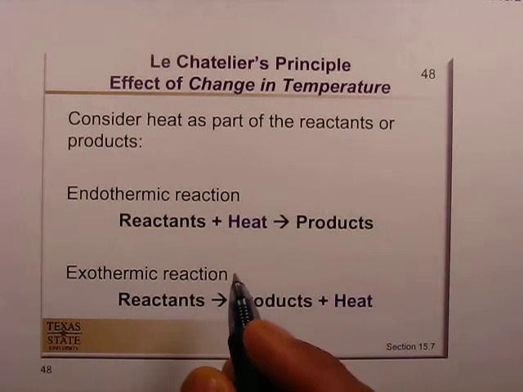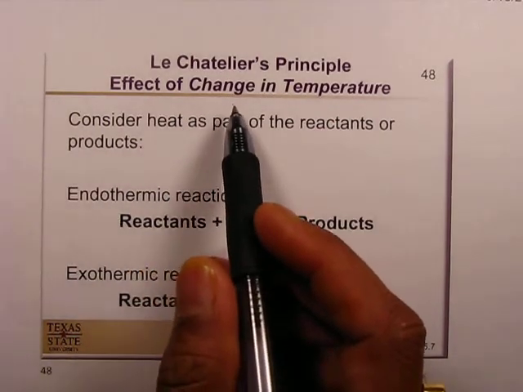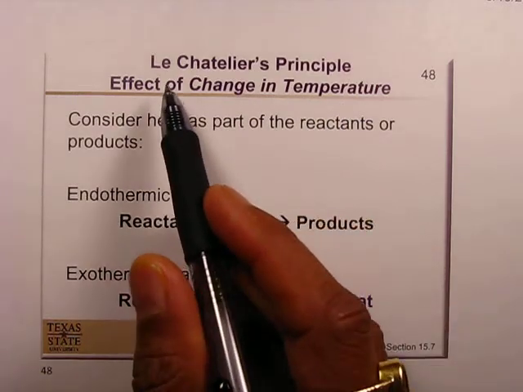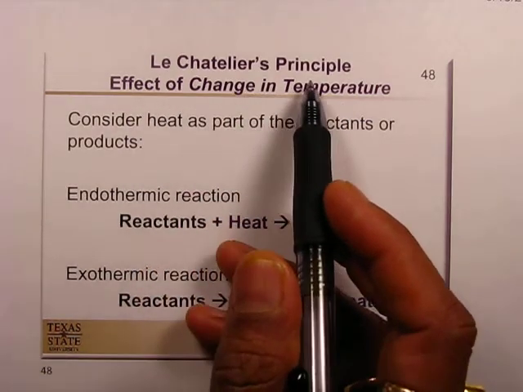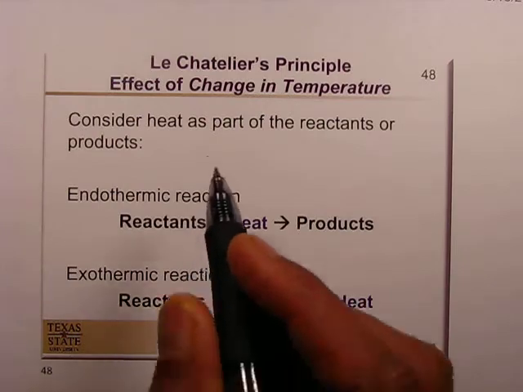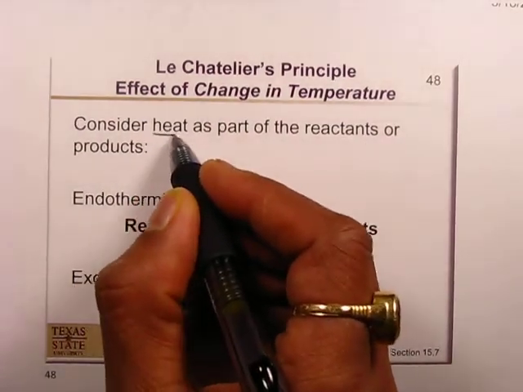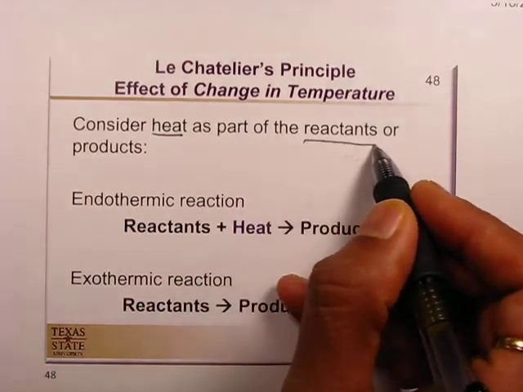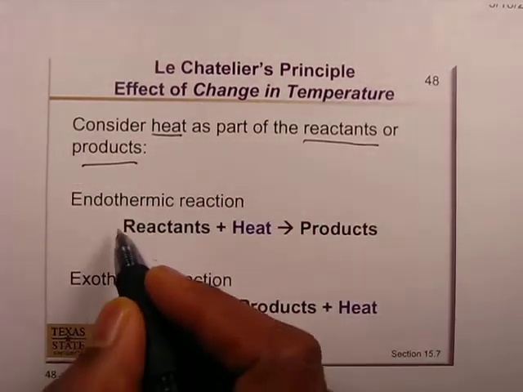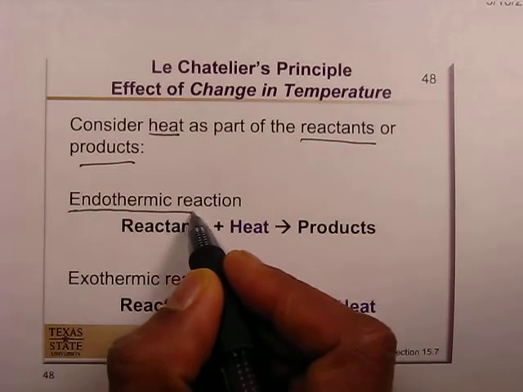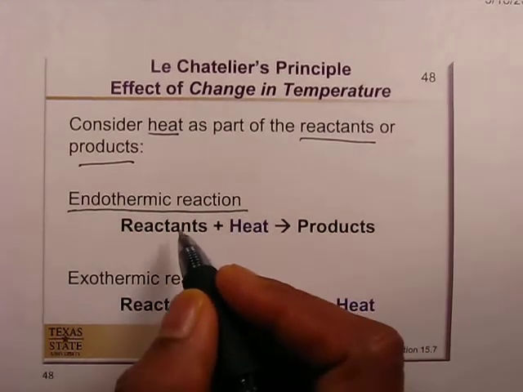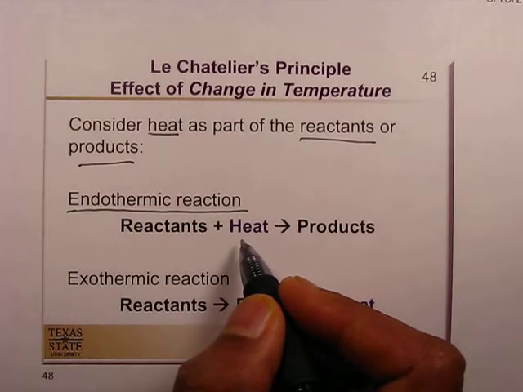So in this video we will study the effect of change in temperature according to Le Chatelier's principle. We have to consider the heat as a part of reactant or product. For example, in case of endothermic, where heat is considered as a part of reactant, right?